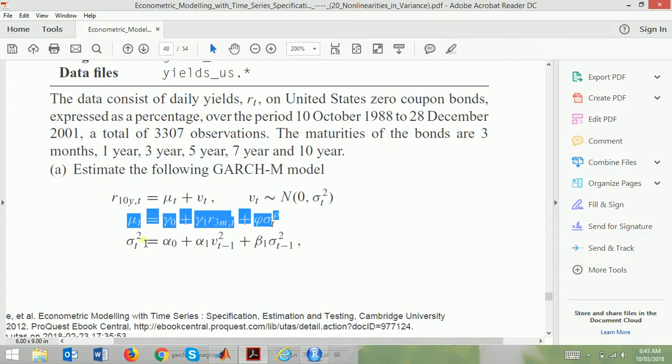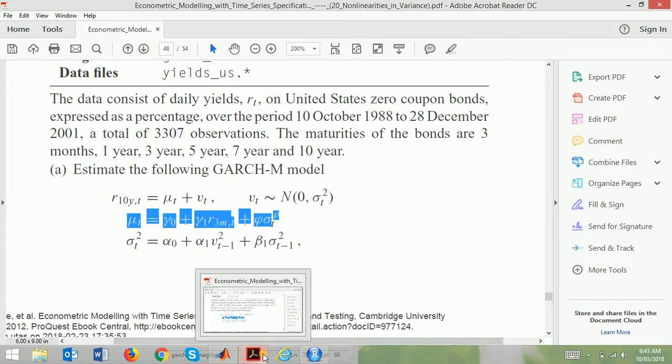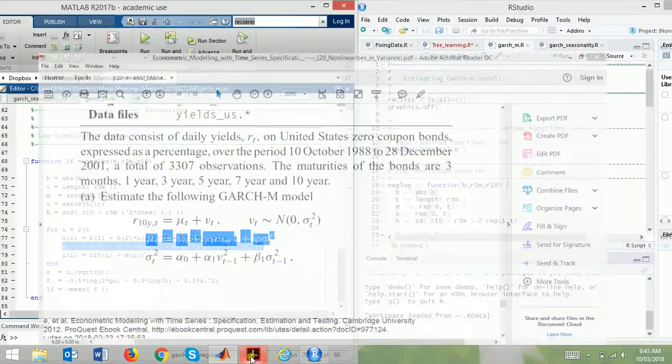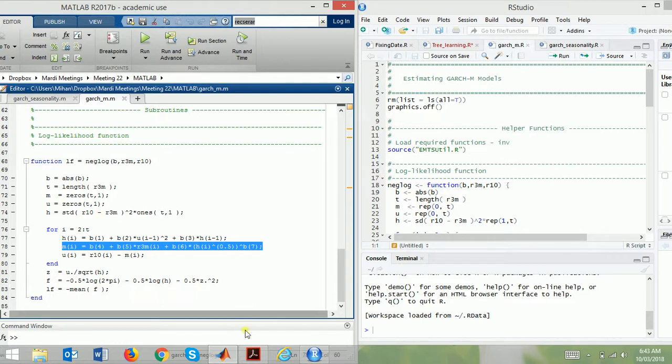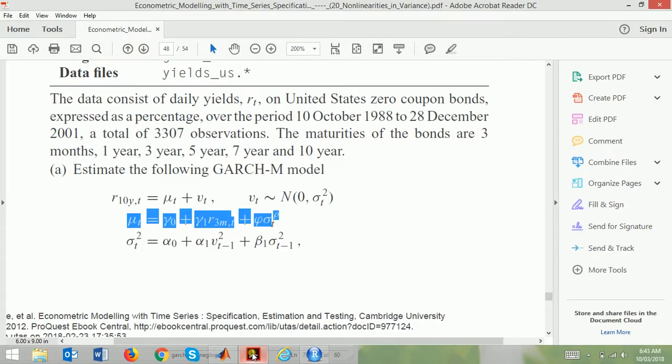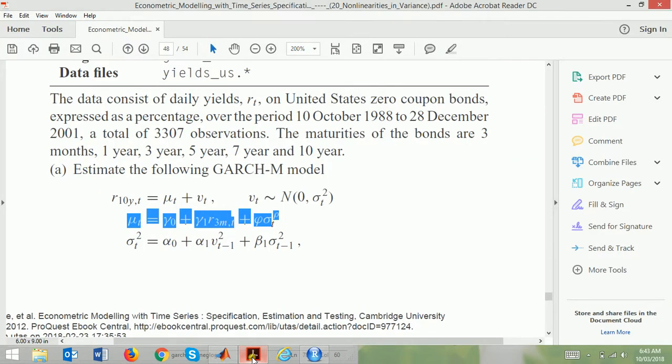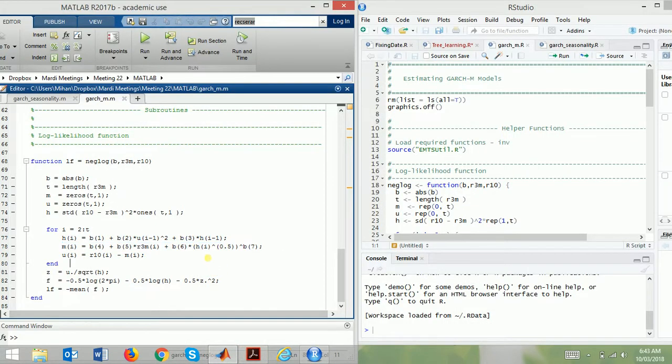M, the second equation. And what do we have in the return equation? The risk factor will be captured here. Beta 4, indeed. Then beta 5, 3 month. Beta 6 is epsilon. And we have what?